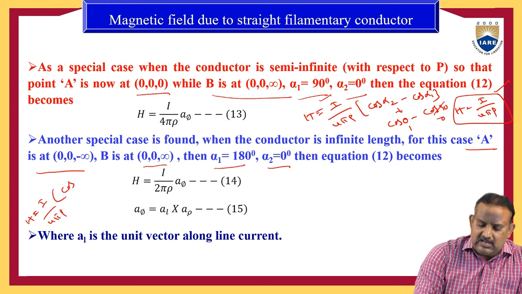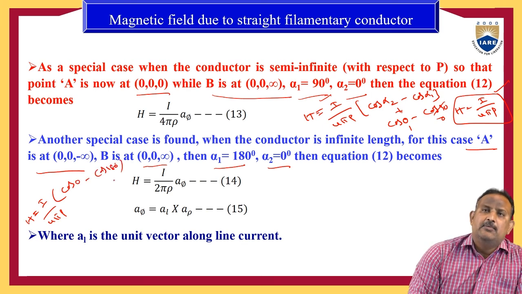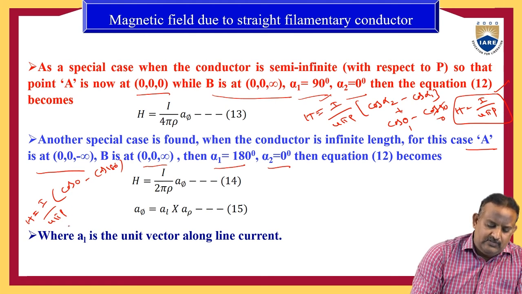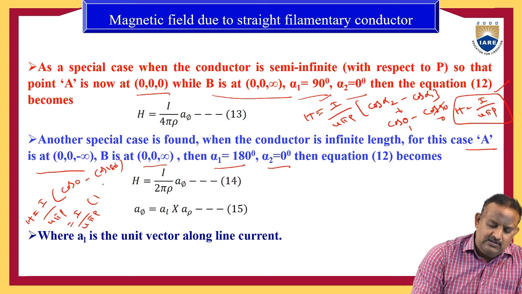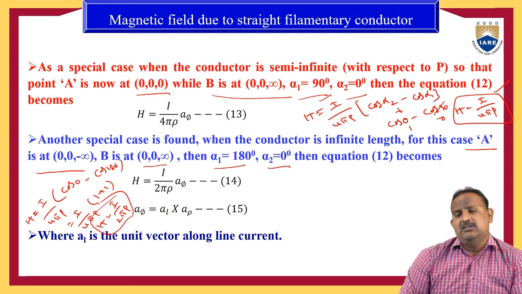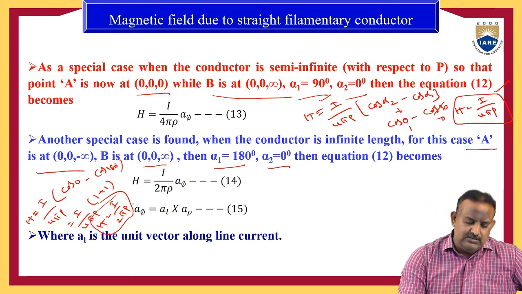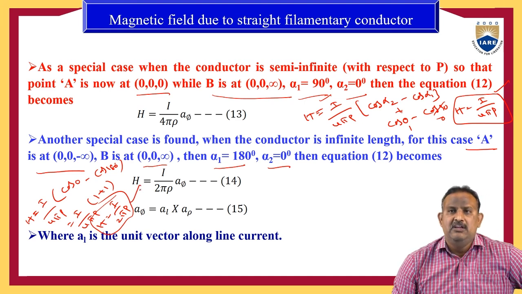into cos alpha 2. Alpha 2 is 0. Therefore, cos 0 minus cos 180. Cos 180 is minus 1. Therefore, it becomes I by 4 pi rho into cos 0 is 1, cos 180 is minus 1, minus positive, so it is plus 1. Therefore, H is equal to I by 2 pi rho. So, the magnetic field intensity due to an infinite line is H is equal to I by 2 pi rho.